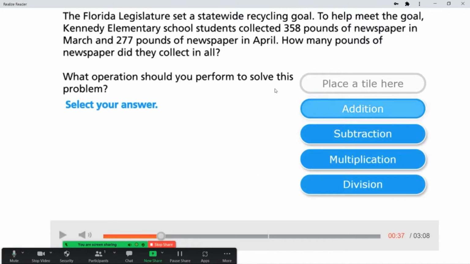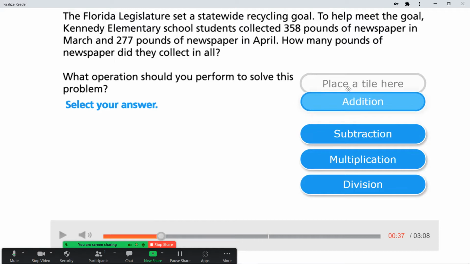So anytime they're telling you to find out how much in all, that is an addition question. If they're telling you to find out how many more or less, or the difference, that's a subtraction question.